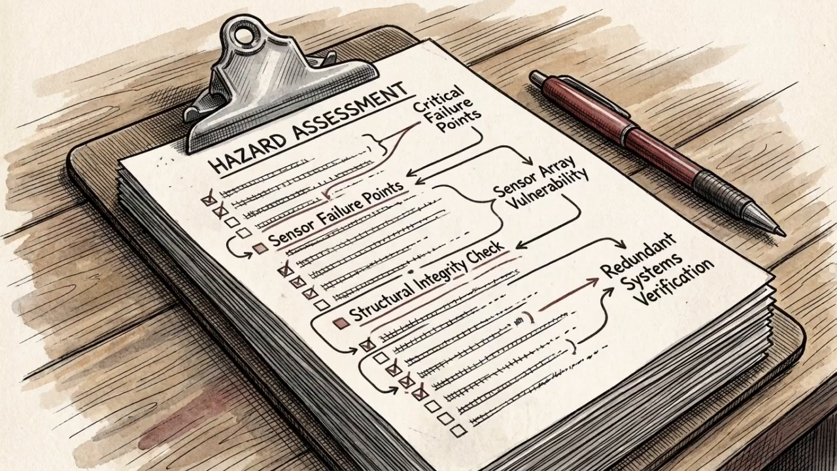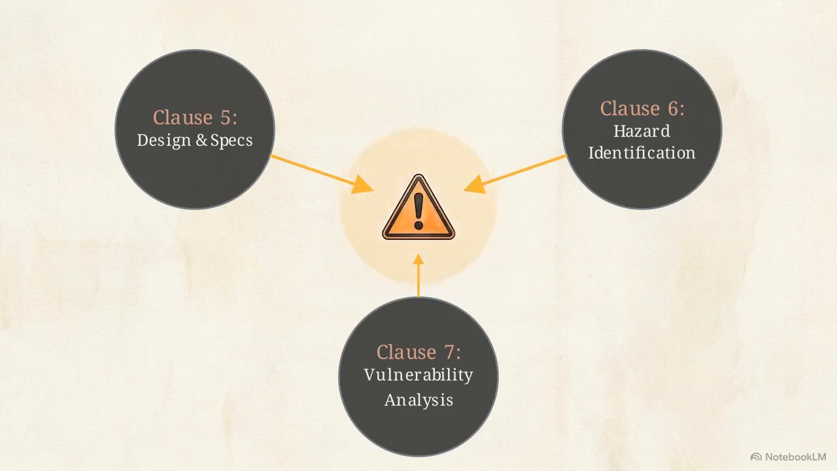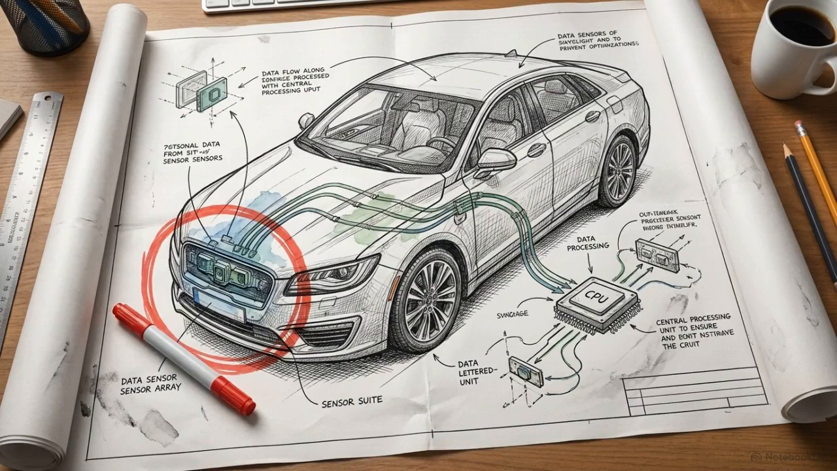The early stages of the SOTIF standard are purely diagnostic. Clauses 5, 6, and 7 provide the tools to define specifications, identify hazards, and map the system's vulnerabilities against complex environmental triggers. However, analysis alone does not make a vehicle safe. To resolve these vulnerabilities, the engineering team must move into Clause 8.